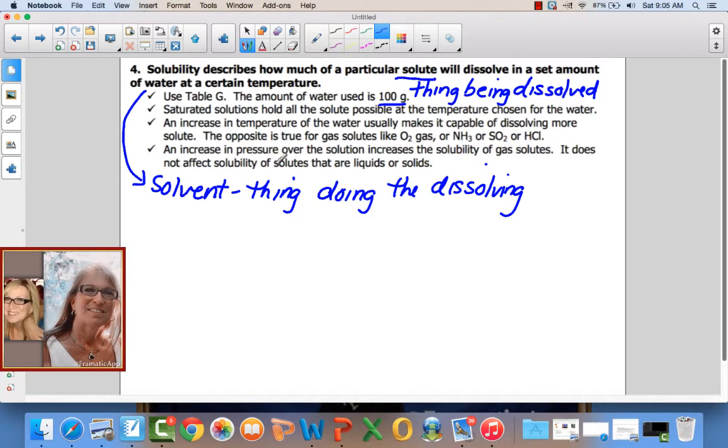And lastly, an increase in pressure over the solution increases the solubility of gas solutes. It does not have an effect on the solubility of solutes that are liquids or solids. One of the questions on the Regents a couple years ago says, what will happen if I increase the pressure on KNO3 solid? And nothing happens to the solubility because it is a solid. If it were a gas, then it would increase it. That's how we get CO2 into soda. We force the CO2 gas into the liquid because CO2 is a gas, therefore increasing pressure increases its solubility.